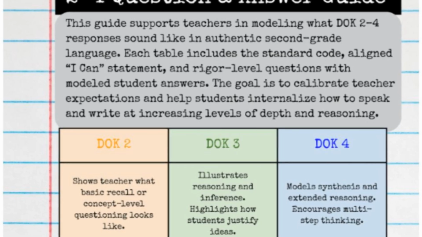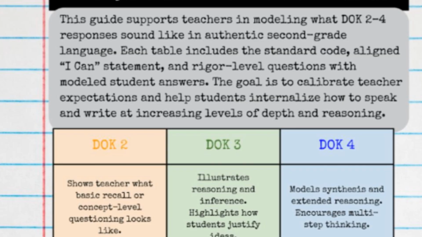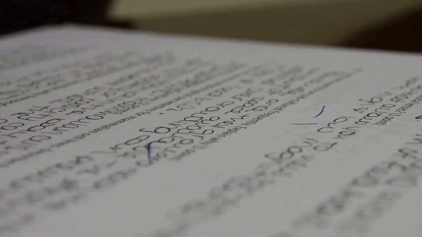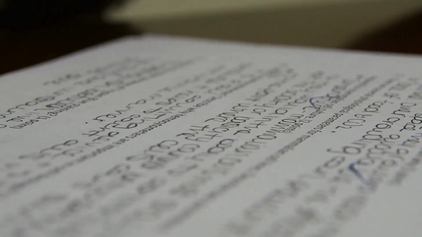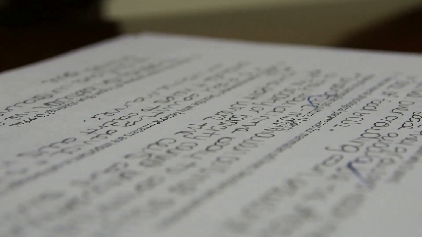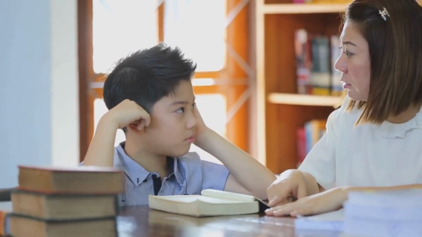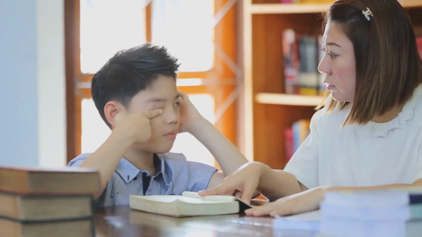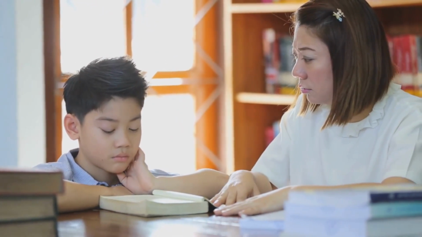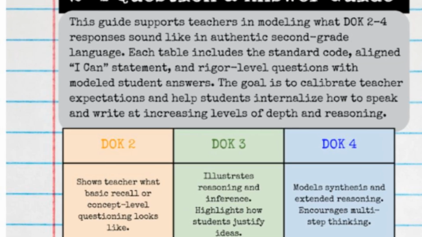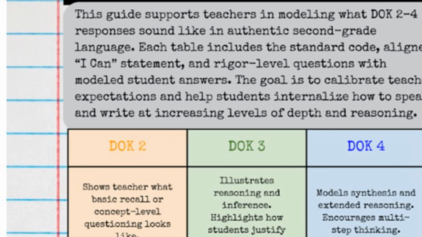Welcome to the second grade text domain, DOK 2 through 4, Question and Answer Guide. This resource is designed to support teachers in building classroom discourse through purposeful questioning and annotation using the Notice and Note framework. In today's classrooms, rigor isn't about giving students harder texts. It's about giving them the right thinking moves to reason deeply about what they read. This guide helps teachers model what that thinking sounds like in authentic second grade language.